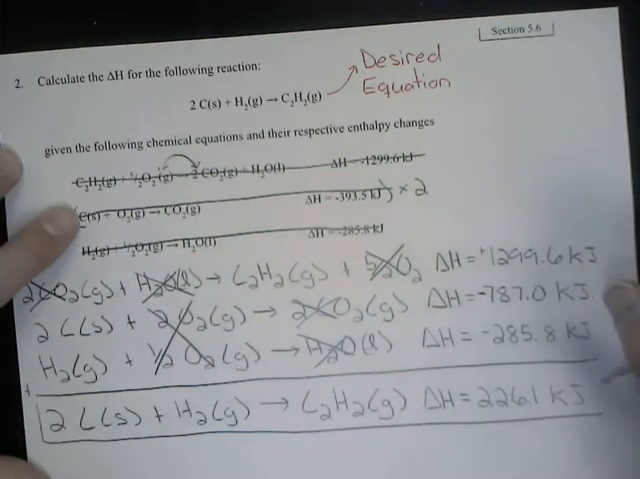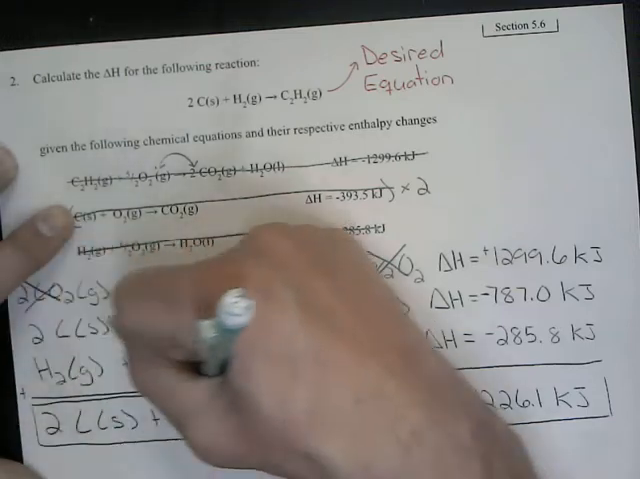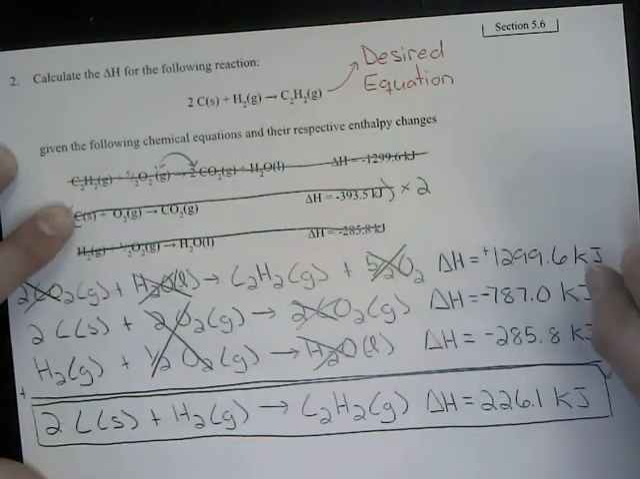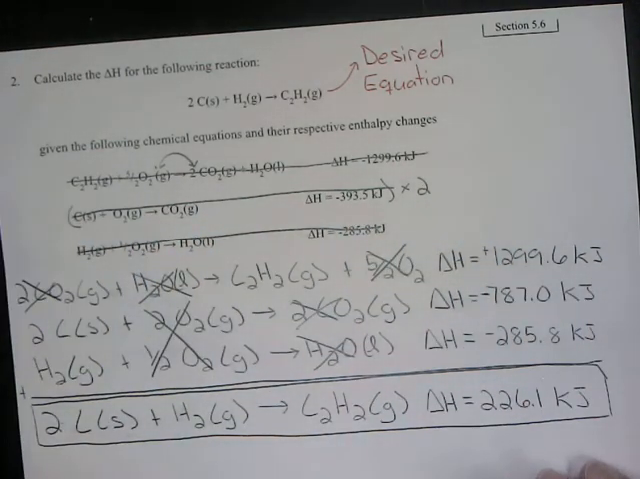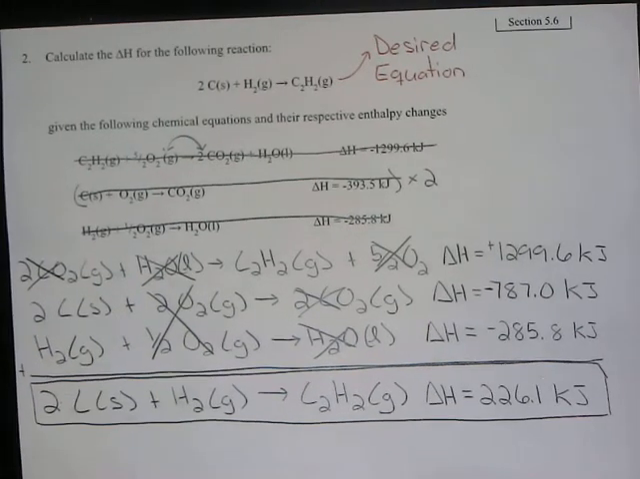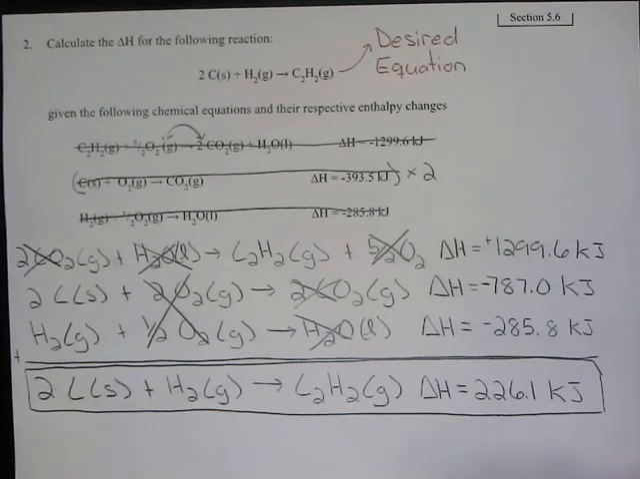Now, we could also go a little step further, and we could apply endo and exothermic. Remember, positive delta H, it's an endothermic. Negative delta H, it's an exothermic reaction. So just some things to keep in mind as we go through these particular processes.